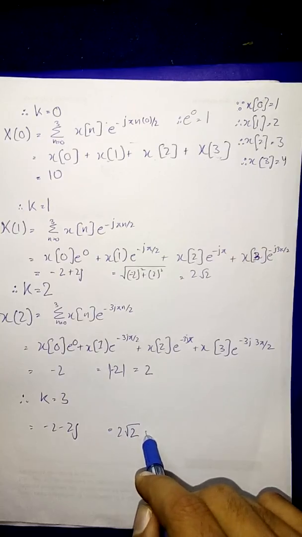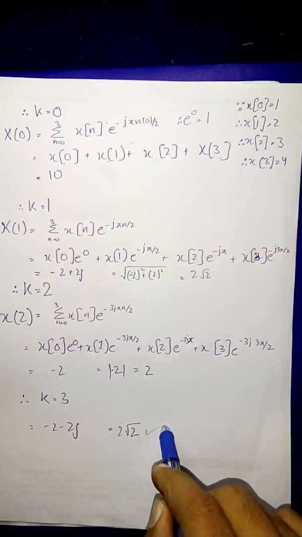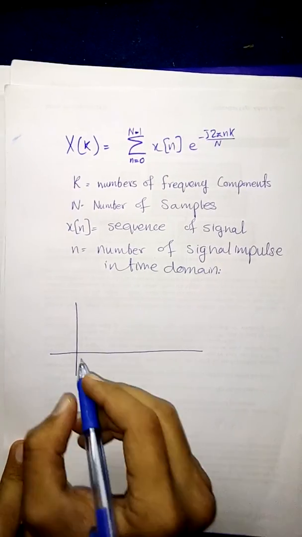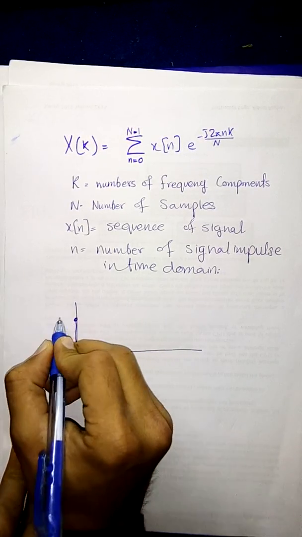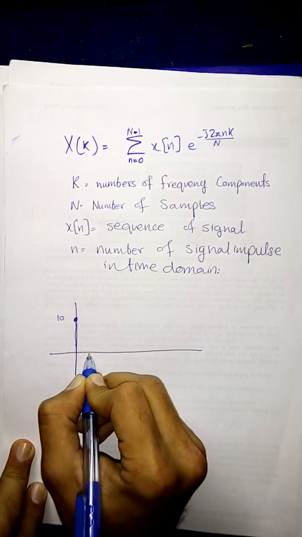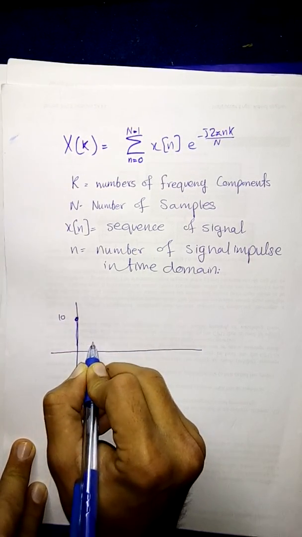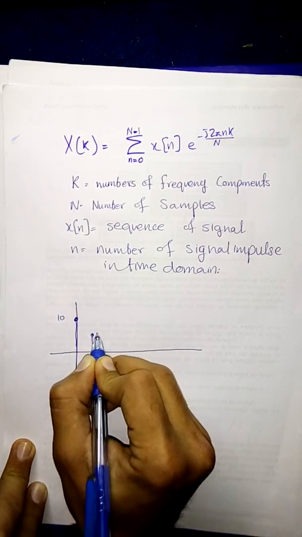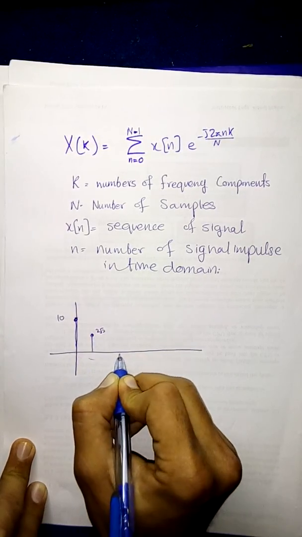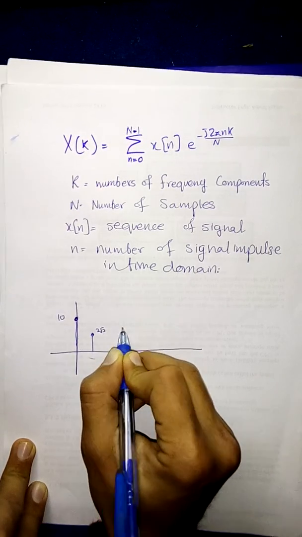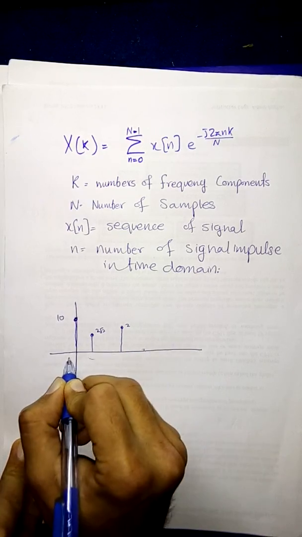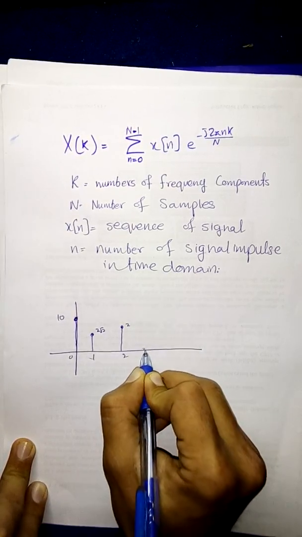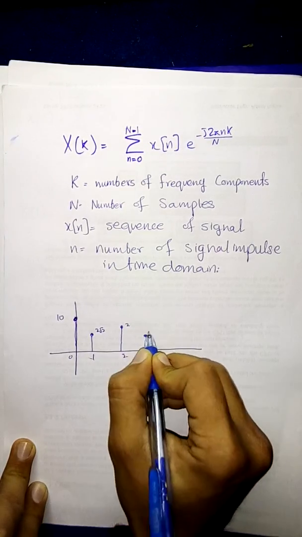Now if we want to plot this sequence in the frequency domain for the discrete time Fourier transform, we will have something like this. For k equal to 0 we had 10. Here we have 10. For k equal to 1 we had 2 root 2. For k equal to 2 we had 2, and for k equal to 3 we had again 2 root 2.